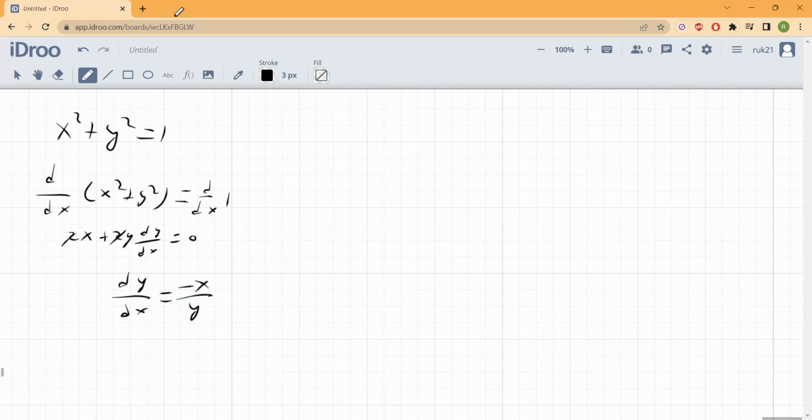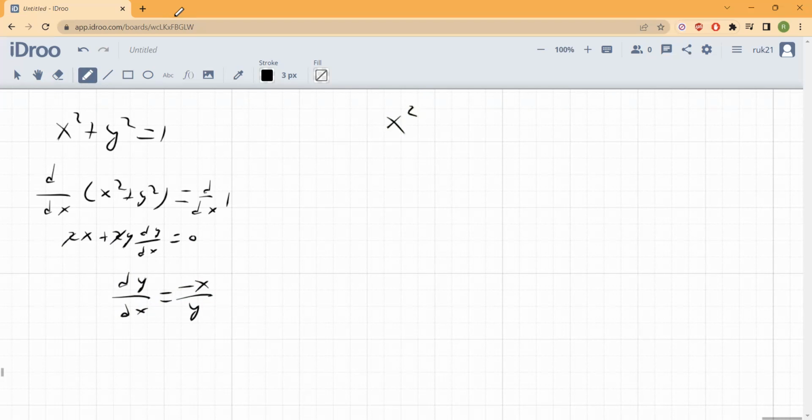Perfect. Now, what does this tell us? Well, this tells us the tangent of the circle. But what's really special here is that usually when we were looking for tangents, right? So if we just have a parabola, for instance, a very simple parabola, x squared, right?